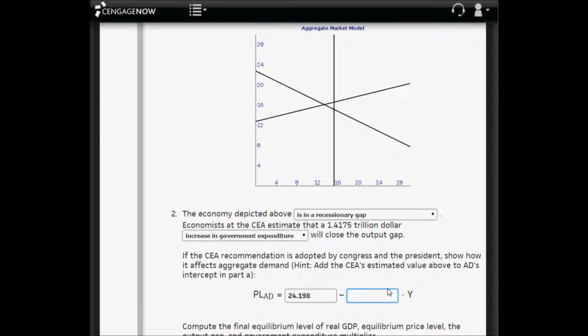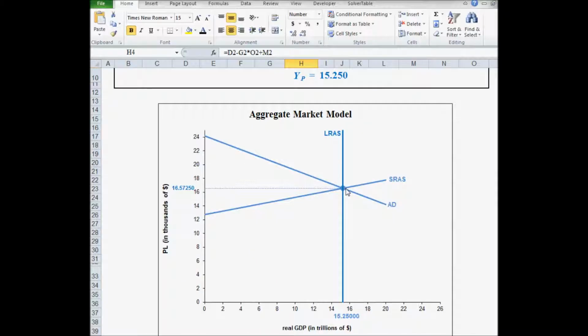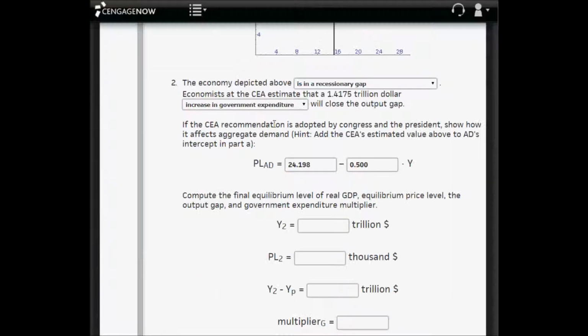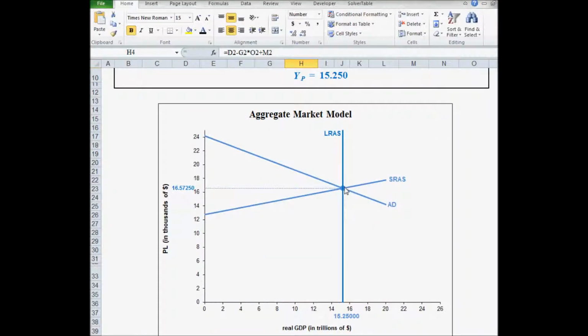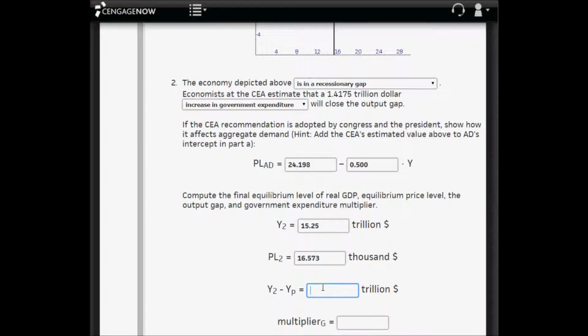The slope is 0.500 still, because the MPC and the MPM still haven't changed. The new equilibrium level of real GDP is the intersection of aggregate demand and short run aggregate supply, which is at potential GDP, $15.25 trillion. The price level at that same point is 16.573. Because real GDP equals potential GDP after the increase in government expenditure, the output gap is 0.